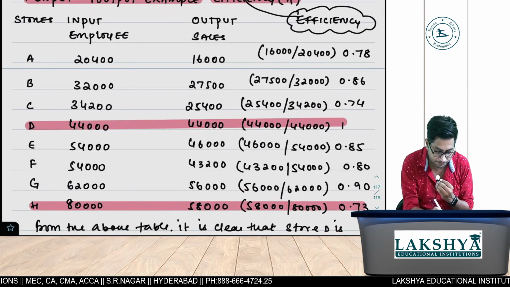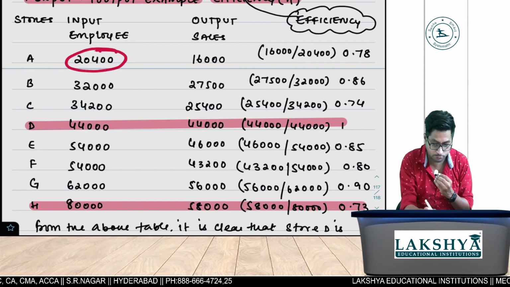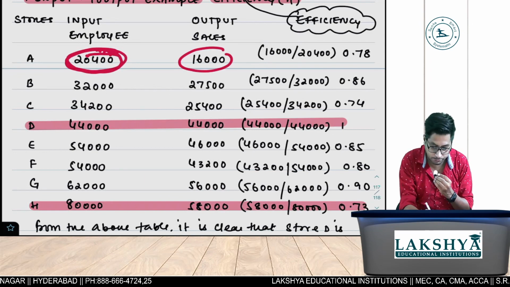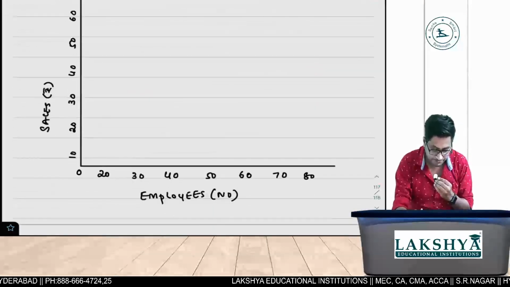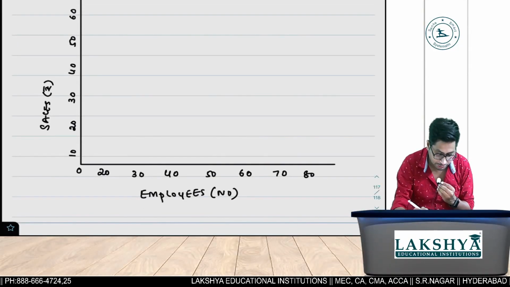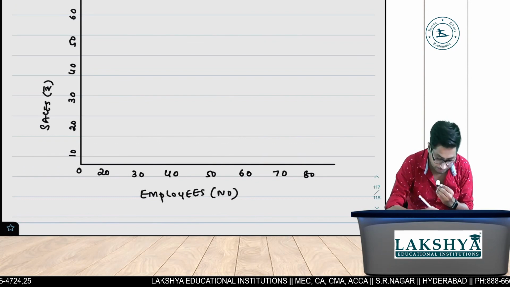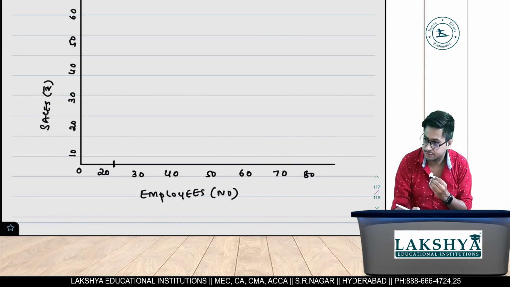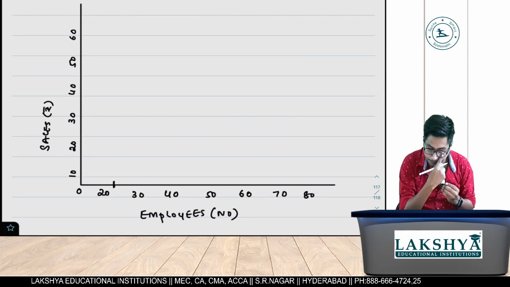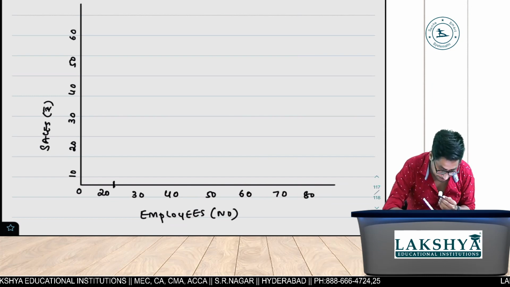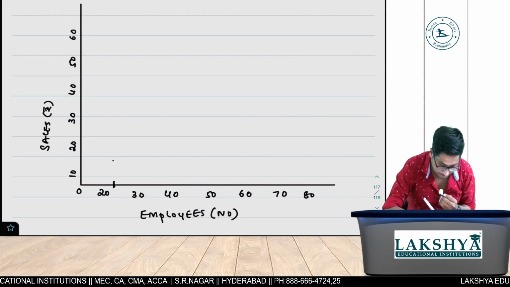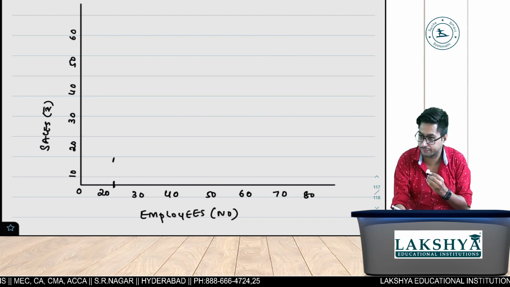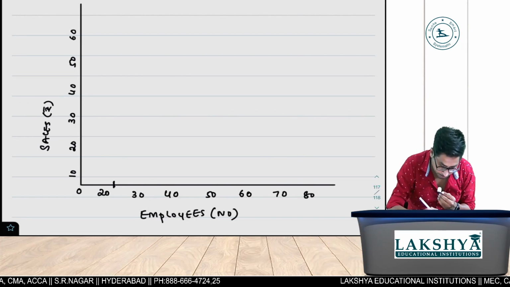Where does Store A's employee count come? 20,400. And what is the input, how much is the output? What is the input? Employees. How much? 20,000. So somewhere here 20,400. And next where will it come? 16,000, right? So 16,000 will come somewhere here. So I will draw one small dot here.